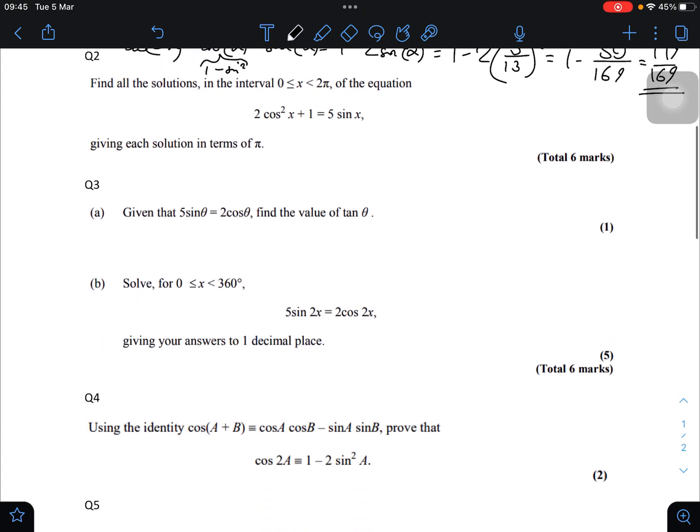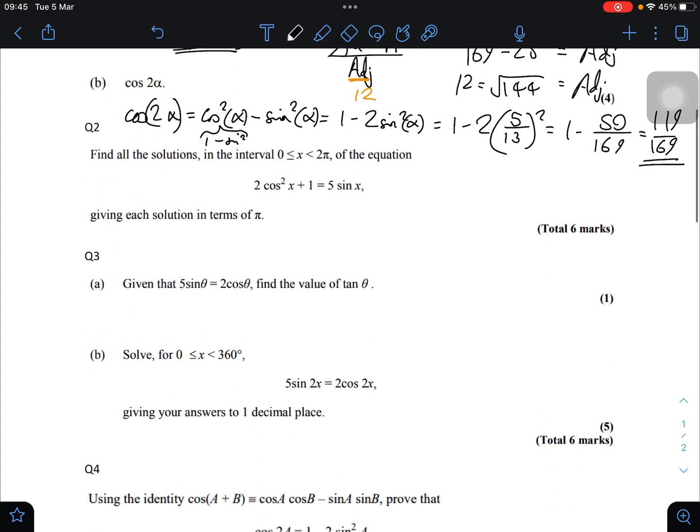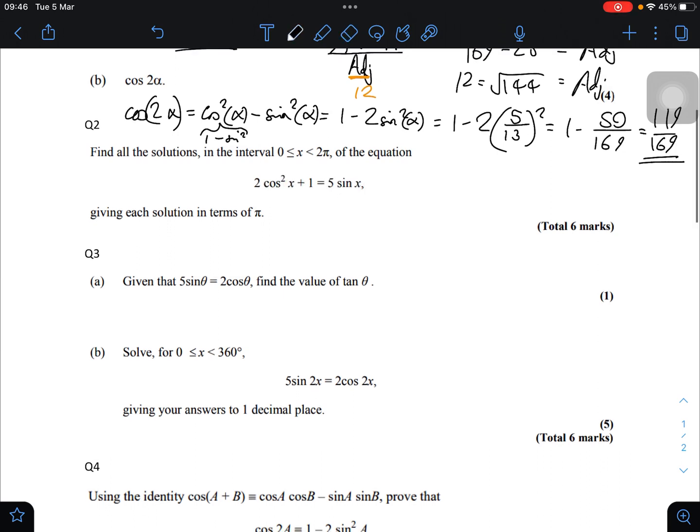Okay, find all the solutions in the interval 0 to 2 pi of that equation there. Well, whenever you're faced with a problem like this, you want to make either everything into cos of x's or everything into sine of x's. It's much more difficult in this case to convert sine of x into cos of x because we don't know a formula for it. But we do know a formula in which we can change our cos of x squared into sine of x squared.